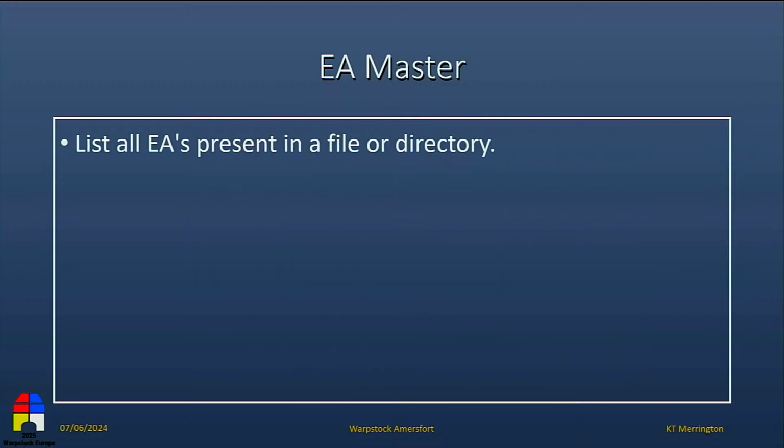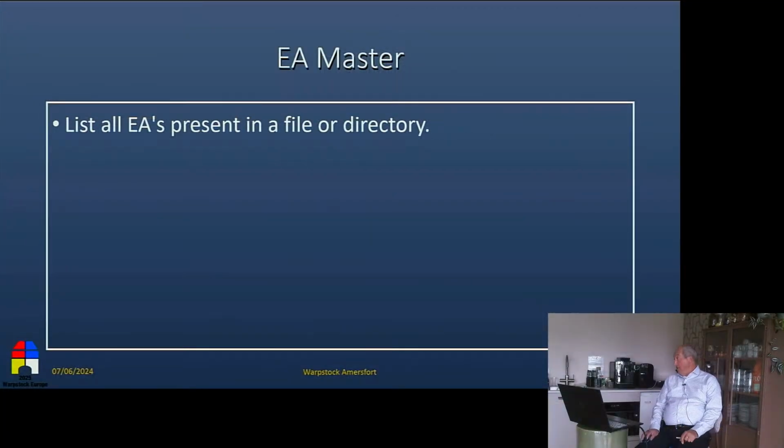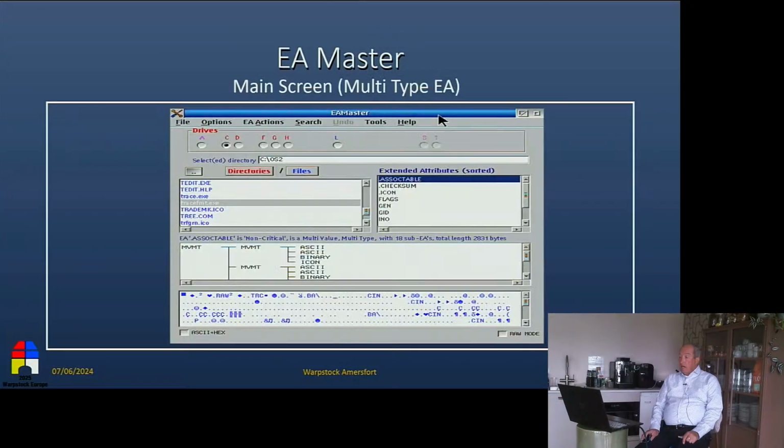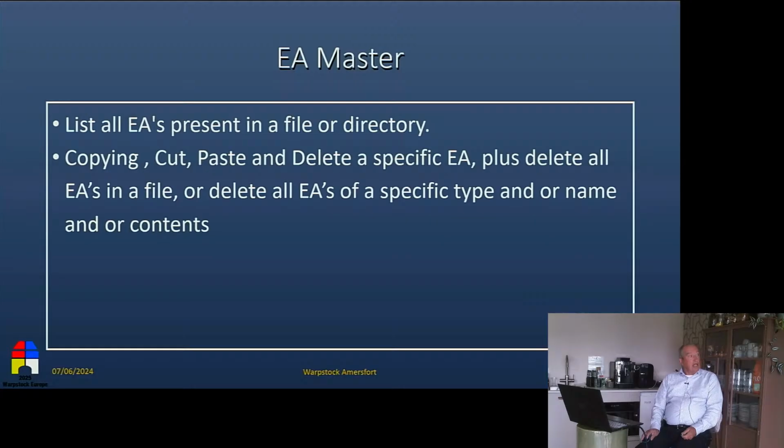EA Master can list all of the EAs present in a file or directory. It makes no difference between them. It does, however, show a color change between a file or a directory, which you can't really see here well, so you can identify what it is. You can copy EAs, cut and paste EAs, delete a specific EA, or delete all EAs of a specific type and or name if you wish.